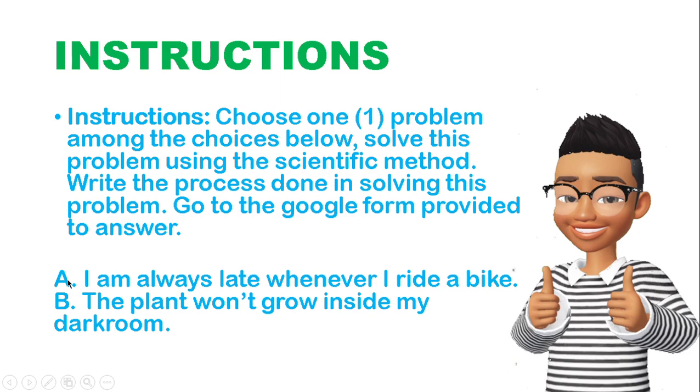So basically, all of these choices here are problems, which is the first step in scientific method, to identify your problem or to observe. So for the first statement, the student observed that he is always late whenever he rides a bike. And for the second statement, the person observed that the plant that he has in her dark room is not growing. So all of these are problems. And the first step in scientific method is observe or question. So that's the first step.